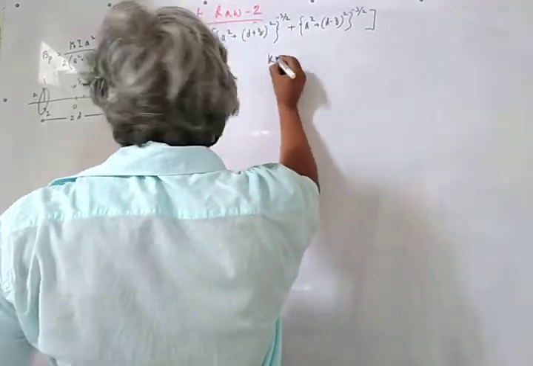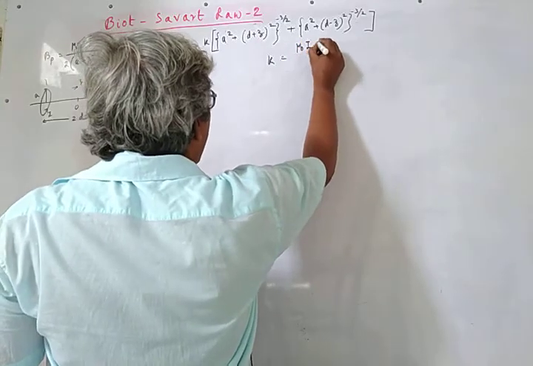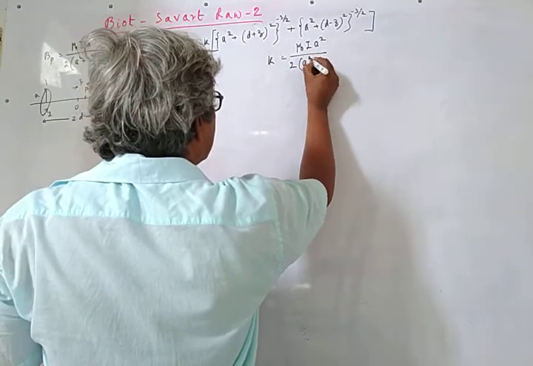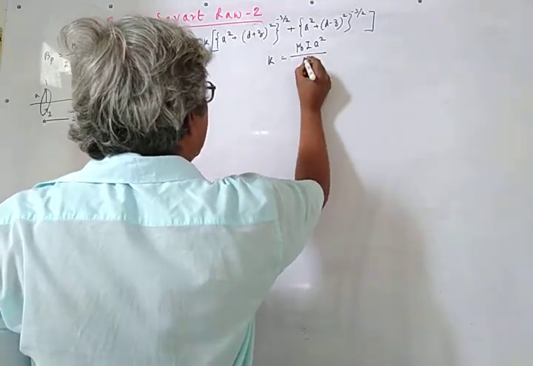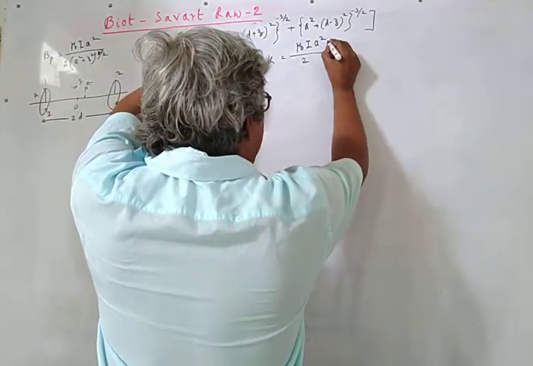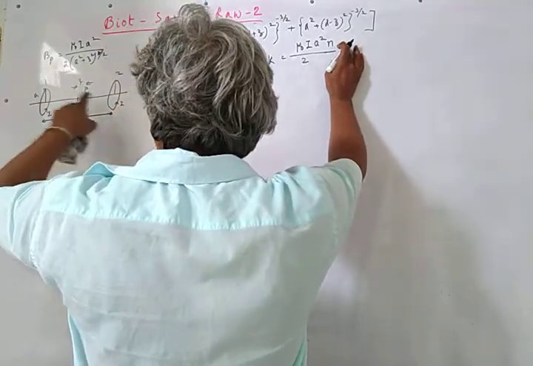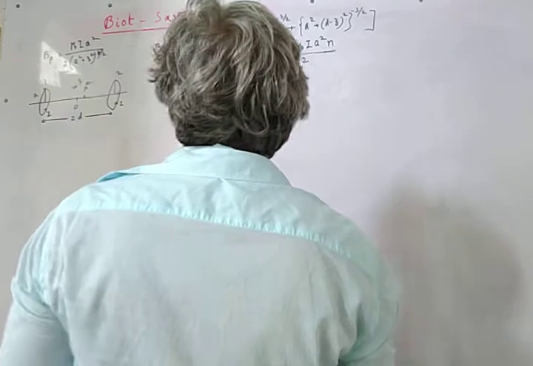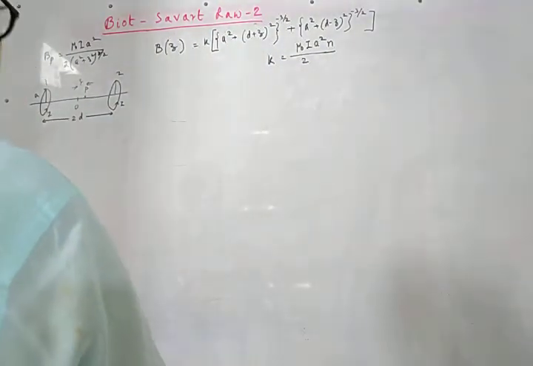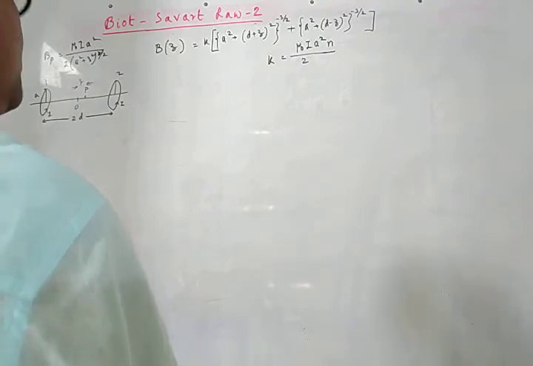and the constant k is this constant mu 0 I s square by 2 pi s, and this factor has been taken care of there. And to increase the magnitude of field, there are n turns. If there are n turns in each of the coils, then this is the constant. Our aim is to find out the field. The aim is to adjust these two so that the field becomes uniform.